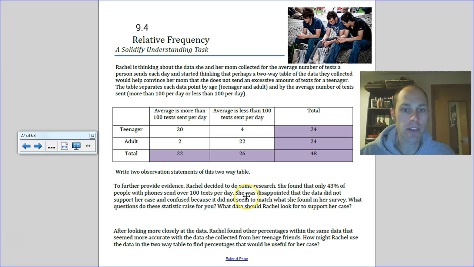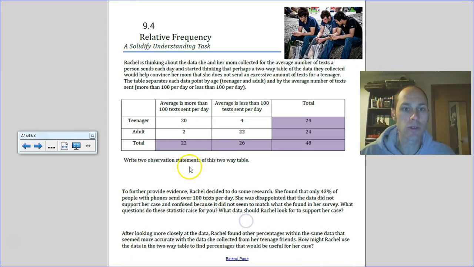So first of all, I want you to come up with two observations that you have once the data is listed in this two-way table. So write something now that you observe, two things that you notice based on the information in the table, and then when you're ready to restart the video, you can see what I put down.